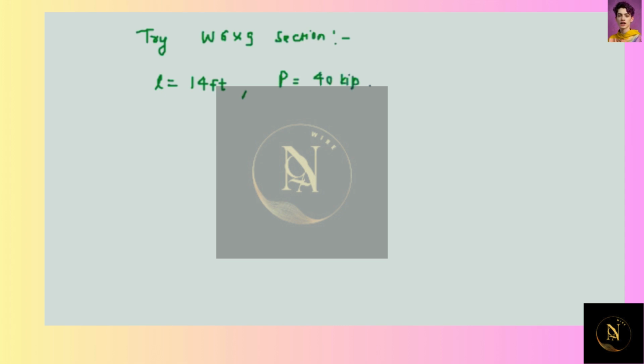Now let us obtain the property of W6 cross 9 wide flange section from the wide flange section table, Appendix B in the textbook. We have the cross sectional area of the section equal to 2.68 inches square and the radius of gyration about y axis equal to 0.905 inches.